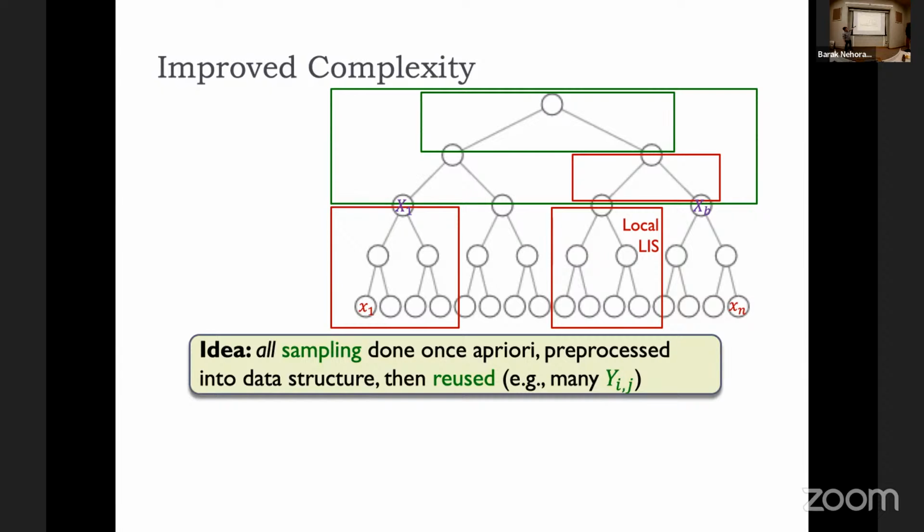This is a separate idea from the paper, but I wanted to highlight that the way the sampling is done is a little bit different. We will do all the sampling at the beginning. It is non-adaptive, and it is processed in a data structure, which will allow us to reuse the same samples and, in particular, remove that problem of inefficient rejection sampling.